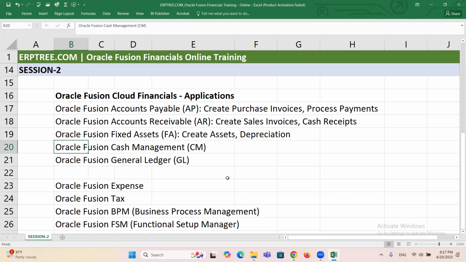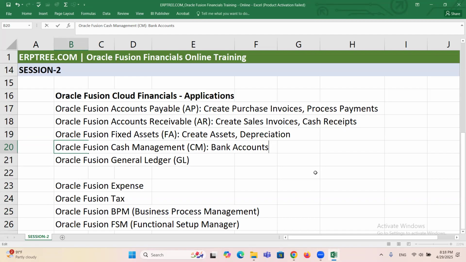And we have an application called Oracle Fusion Cash Management, we call it CM. By using the cash management application, primarily we maintain bank accounts. We are not talking about supplier bank accounts or customer bank accounts, the bank accounts which are owned by the company.